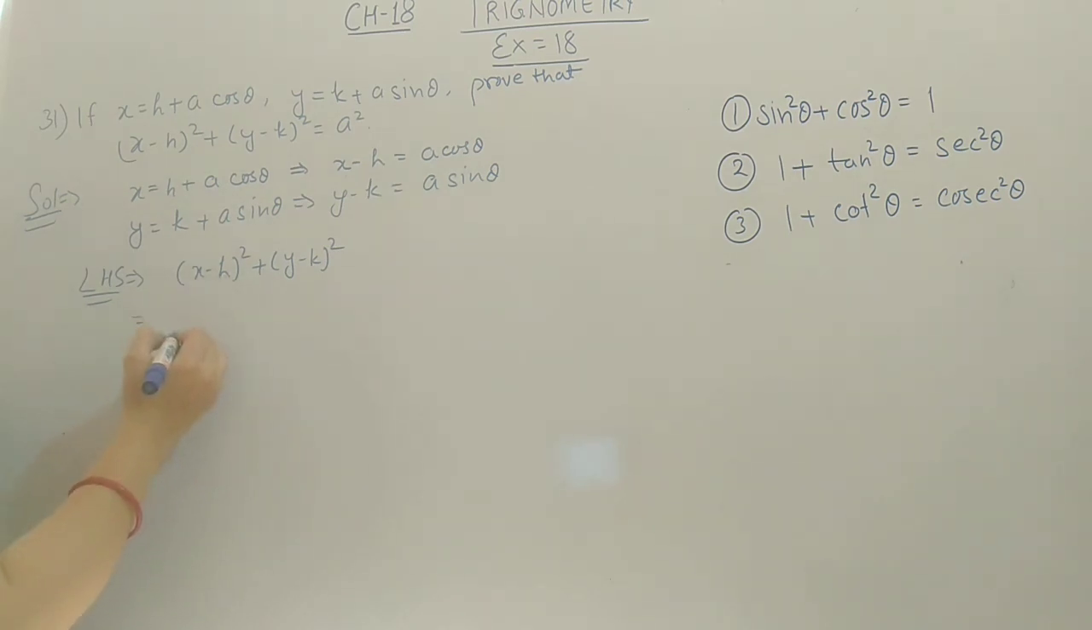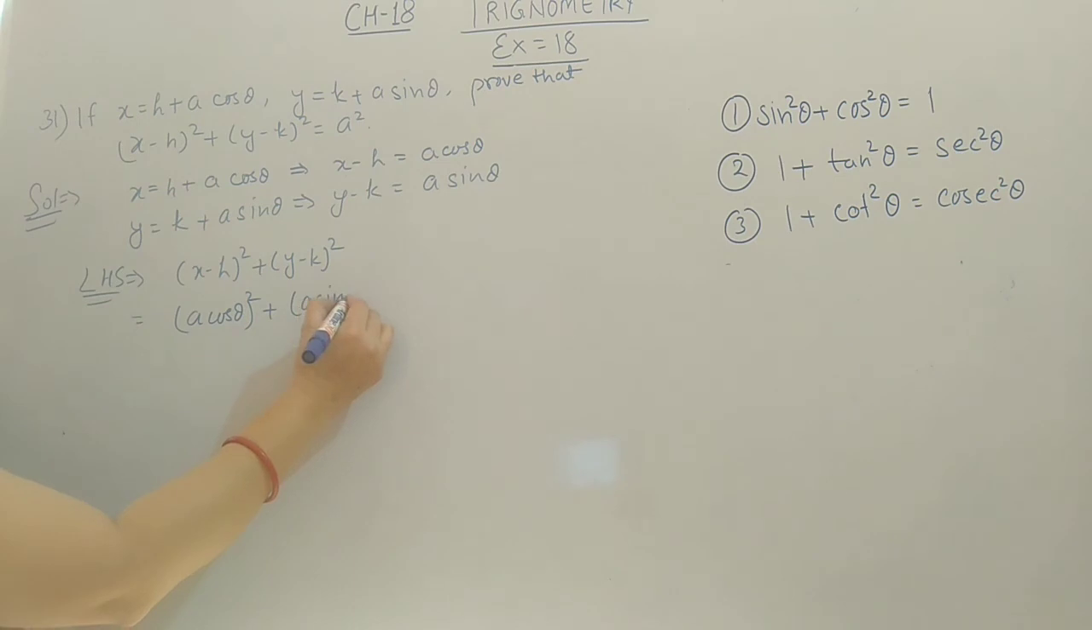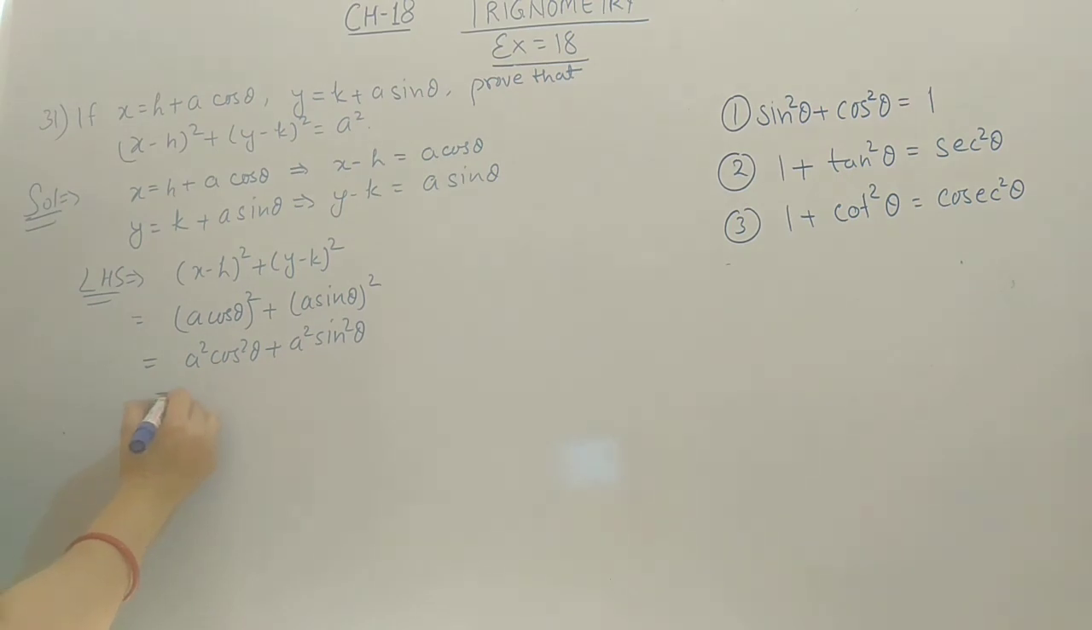The value of x minus h is a cos theta whole square, and the value of y minus k is a sin theta whole square. So we will get a square cos square theta plus a square sin square theta. A square we can take as common. After taking a square common, we have cos square theta plus sin square theta, and the value of cos square theta plus sin square theta is 1. So a square into 1 is equal to a square. We got the right side, proved.